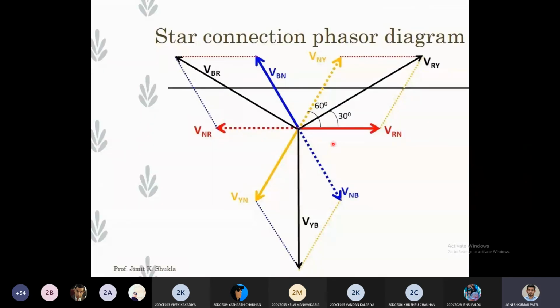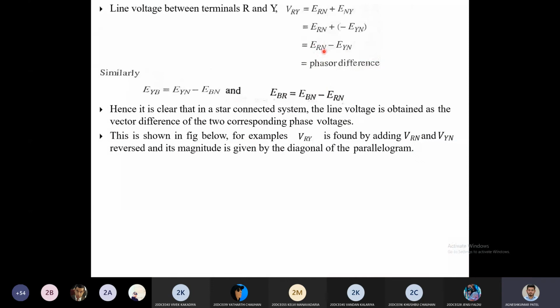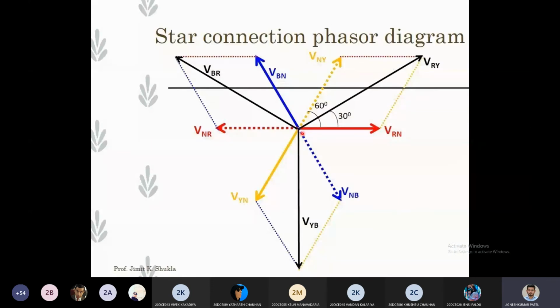So this is the figure. This is my VRN, this is my VYN, and this is my VBN. This is the basic phase: R phase, B phase, Y phase. Now how to get the equivalent? We know this equation: ERN minus EYN. This is my VRN, this is my VYN. So negative VYN would be in this direction. What I need is minus VYN, or VNY, I can say. So this is my VNY, 180 degrees apart from VYN.